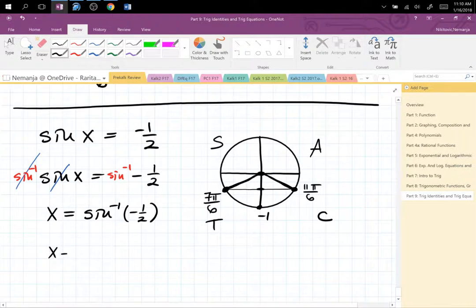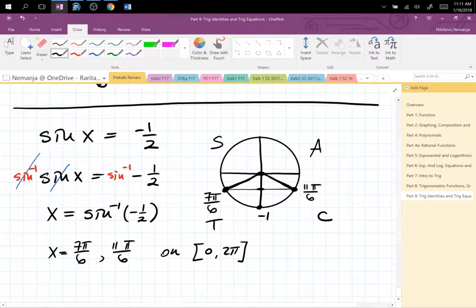So now x is equal to 7 pi over 6 and also 11 pi over 6. Now this is just on 0 to 2 pi. I'm not talking about infinite solutions yet, an infinite number of solutions. This is just the principal period, the first one.